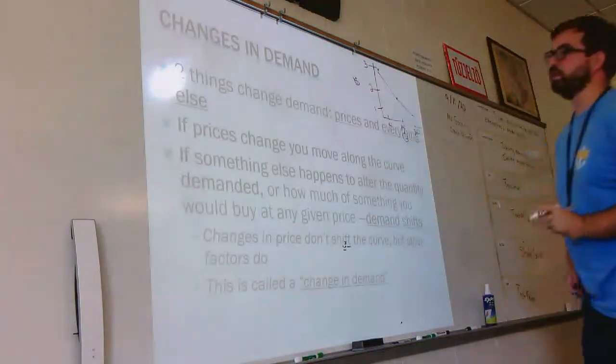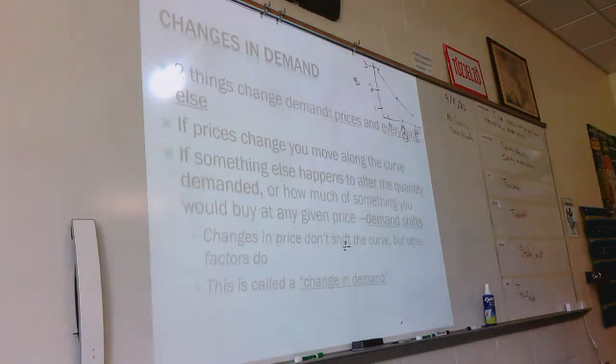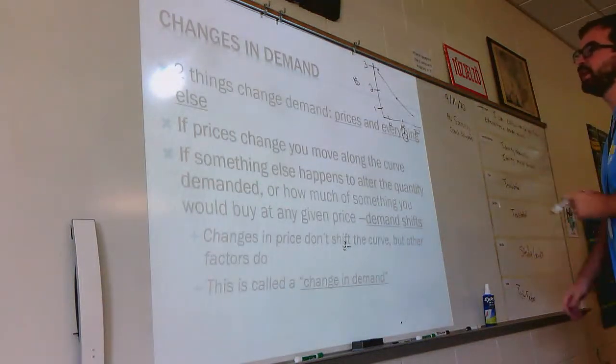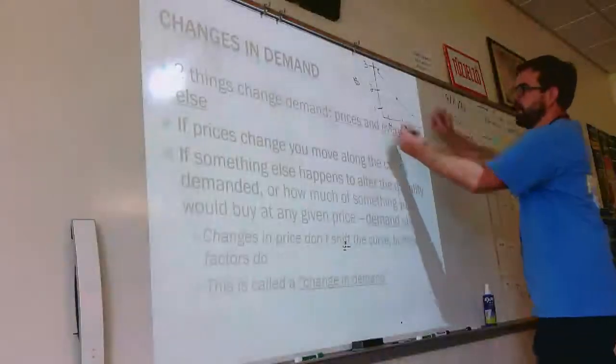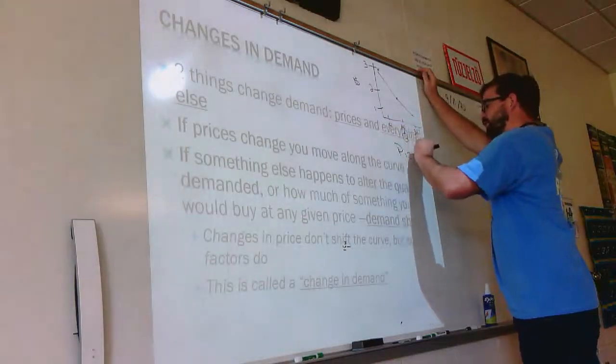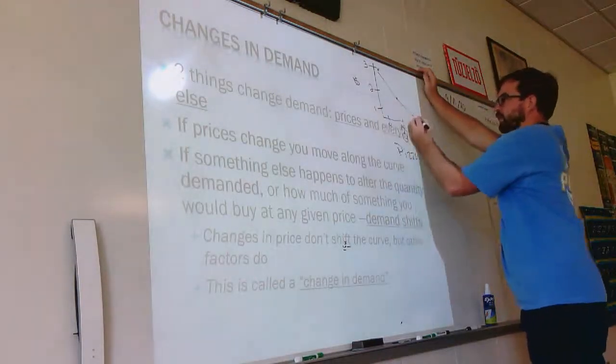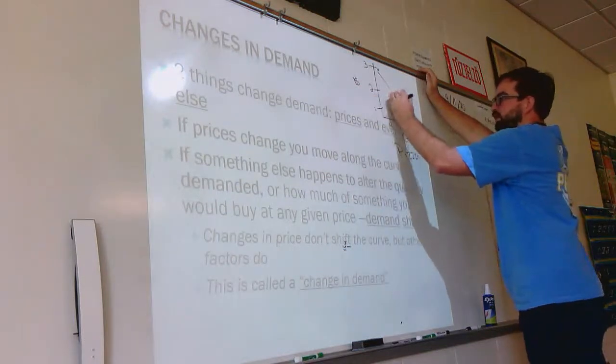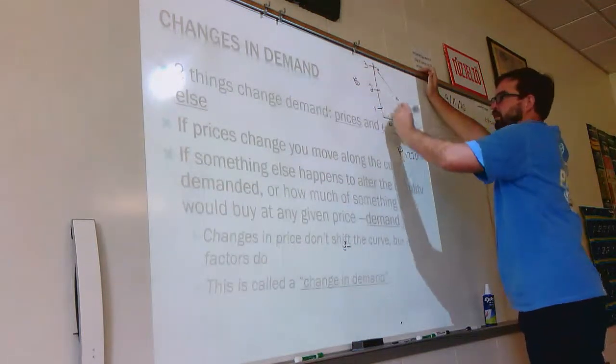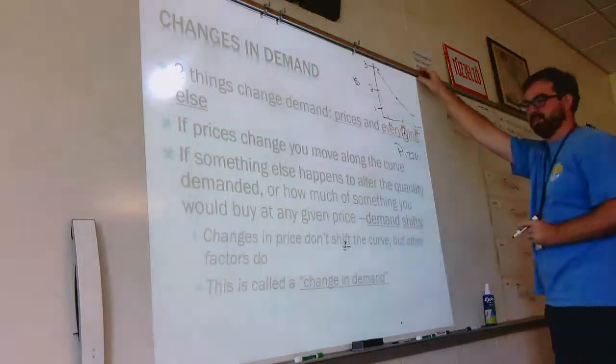Alright, so let's look at the 2 big things that can change demand. First off, it's price, and then it's everything else. Let's look at what I mean by that. Let's say that we're looking at this demand curve for a slice of pizza. At $1, 30 slices are going to be bought. At $2, 20 slices will be bought. At $3, not that many people, only 10 people are going to buy that slice of pizza.